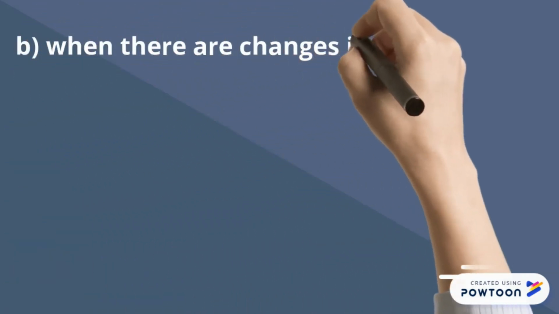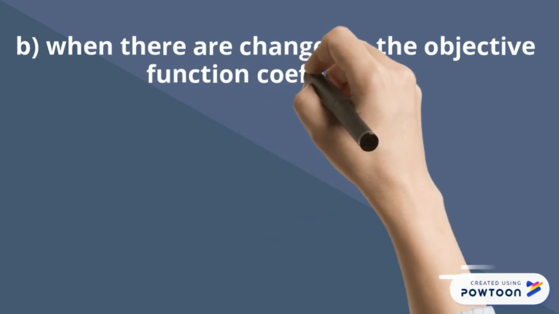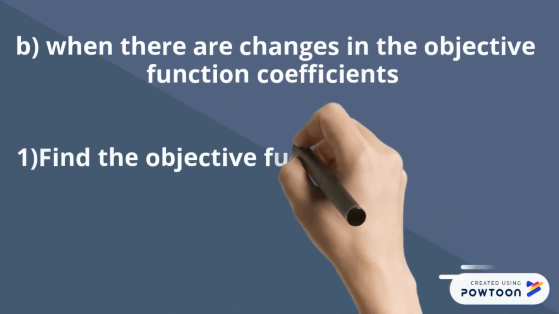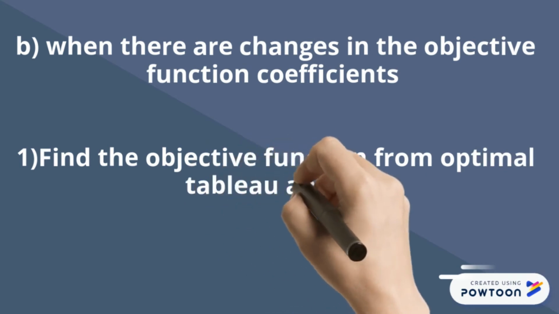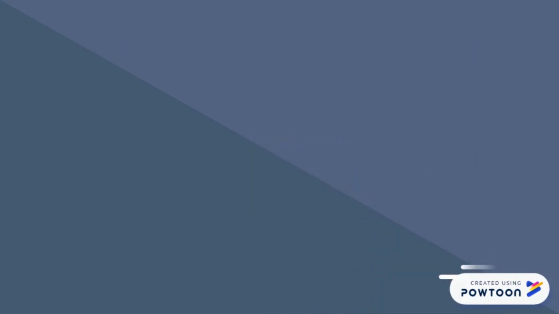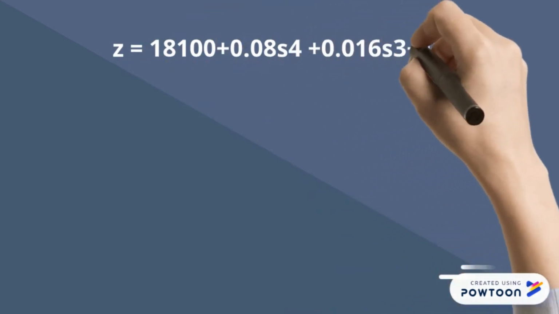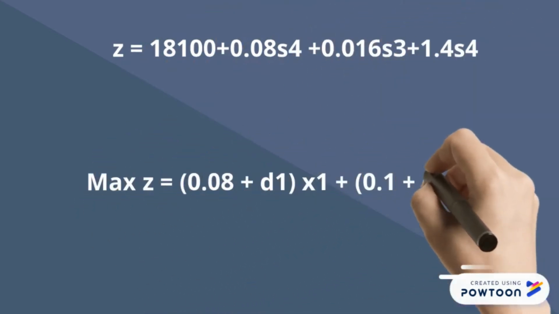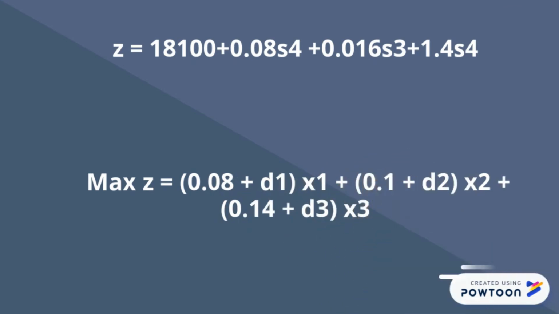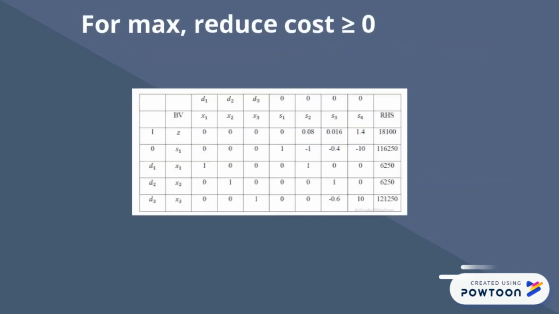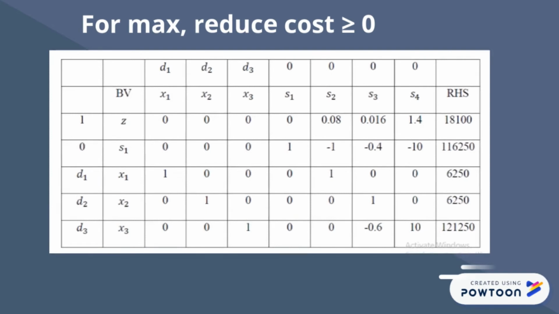When there are changes in the objective function coefficients, we need to find out the objective function from optimal tableau above. From this slide, original objective function will add with small letter d represent the changes on the function coefficient. When BV always 0, reduced cost for NBV, which is S2, is addition of column S2 multiplied with first column.